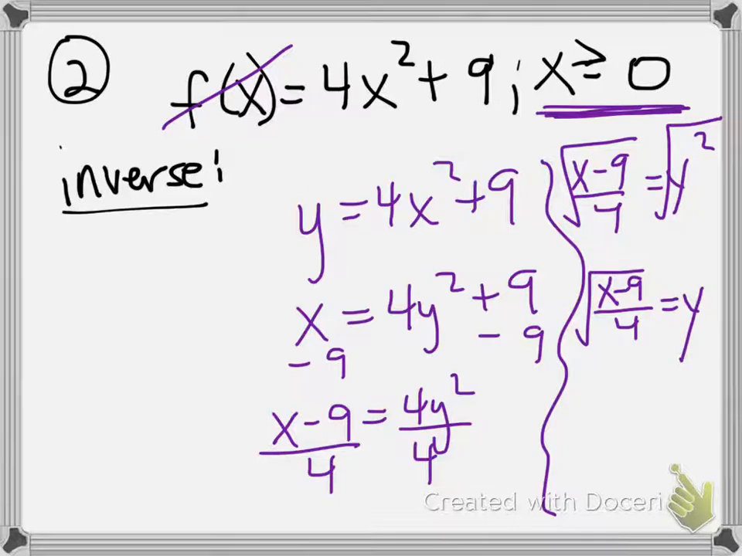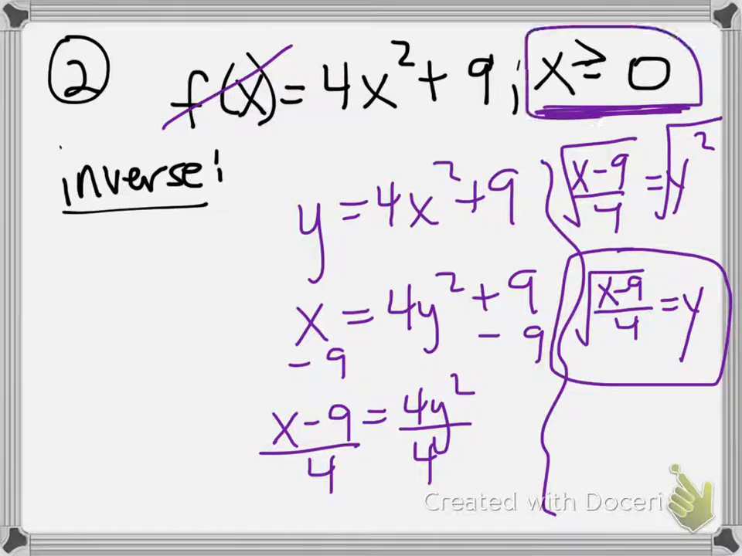Now some of you have asked me about whether or not this needs a plus or minus symbol in front, and it does not. That's what this little x is greater than or equal to 0 thing tells me. It just tells me that my answer is going to be positive. We don't need a plus minus sign here in the front of this problem. We can just leave it as the square root of x minus 9 over 4.